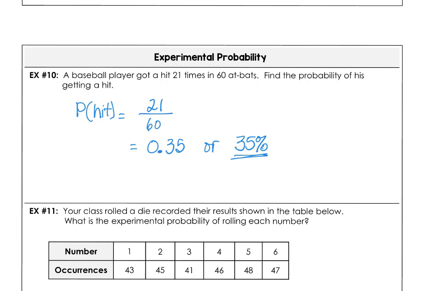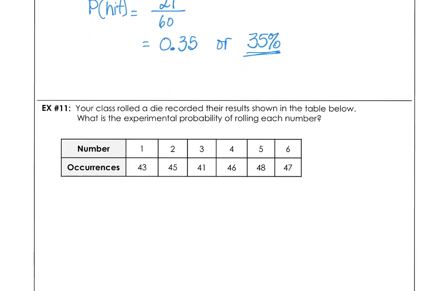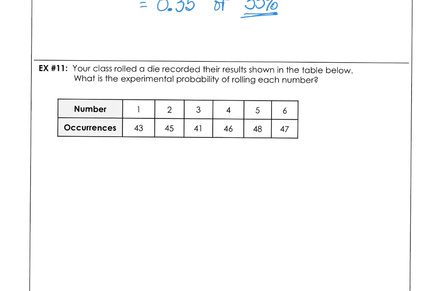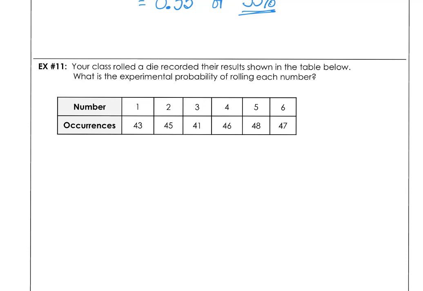And then our last example, your class rolled a die and recorded their results shown in the table below. What is the experimental probability of rolling each number? So to roll a 1, well, first we need to add these up: 43, 45, 41, 46, 48, and 47. That's a total of 270 rolls on the die. So to roll the number 1 would be 43 out of 270, and that's roughly 15.9%.